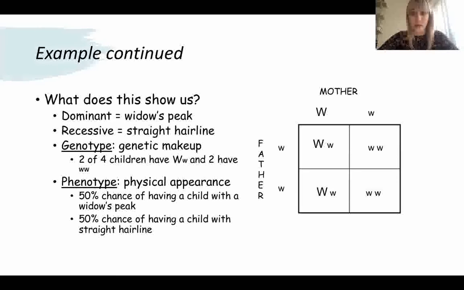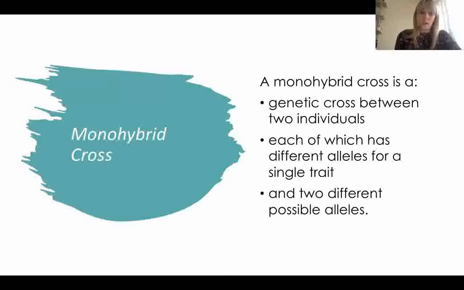It means 50% or 2 out of 4 of the children have a chance of having a widow's peak hairline and 50% straight hairline. So the chance of the parents having a child with a widow's peak is 50%. The chance of the parents having a child with a straight hairline is 50%. So that is how you determine inheritance using a Punnett square. We will do lots more examples, so don't freak out.